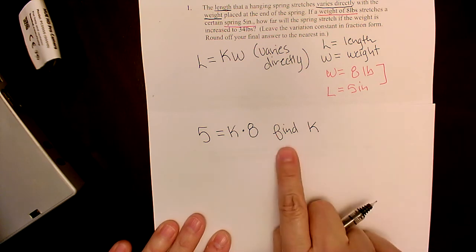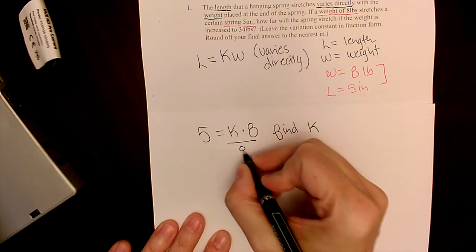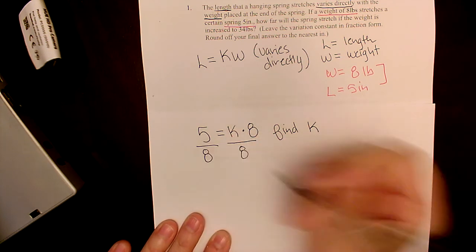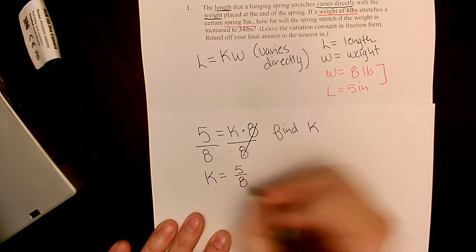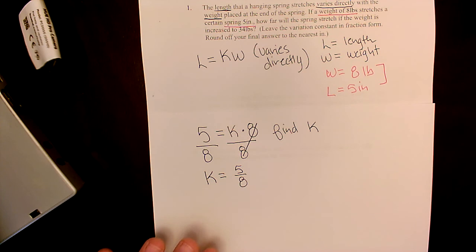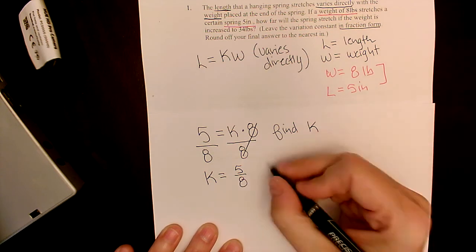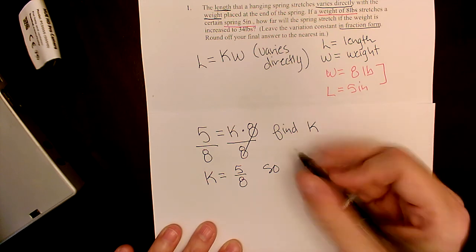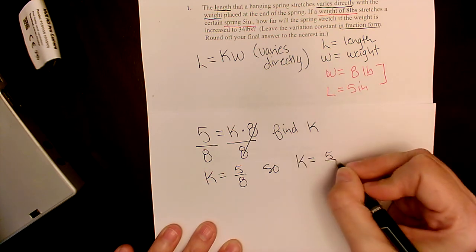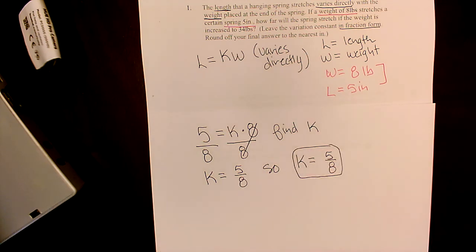So if I want to solve for K, how do I get K alone? I'm going to divide both sides by 8. Okay. So my K is 5/8. And they want you to leave the constant, the variation constant, in fraction form. So we're going to leave it 5/8. Okay, we're going to leave it in fraction form because it wants us to leave it that way.